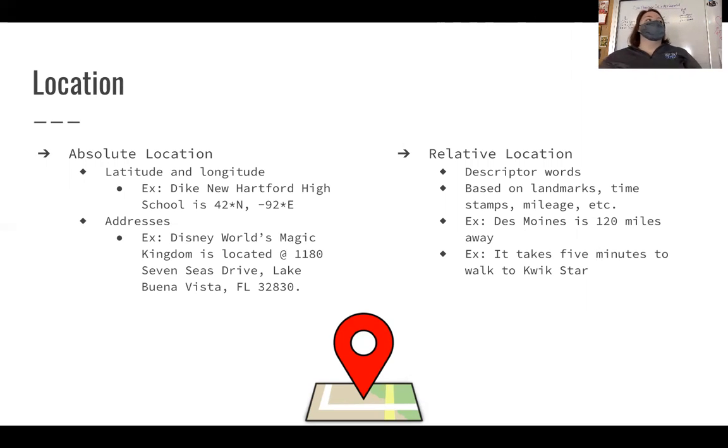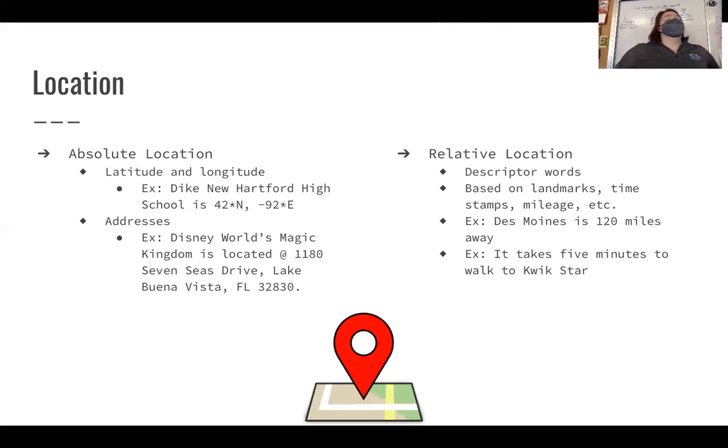But that's not the only way that we can measure absolute location. We can also measure absolute location by addresses, because again, it's the exact place and the exact address of a certain place. So for example, Disney's Magic Kingdom is located at 1180 Seven Seas Drive, Lake Buena Vista, Florida, 32830. There is no other thing that resides at that address other than Disney's Magic Kingdom. Okay? It is the only thing that's there, the only thing that's in that position, therefore it's absolute. Okay?